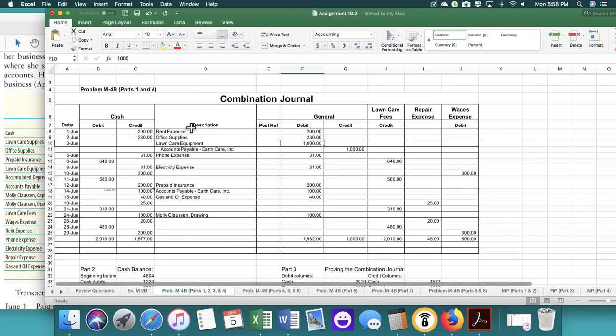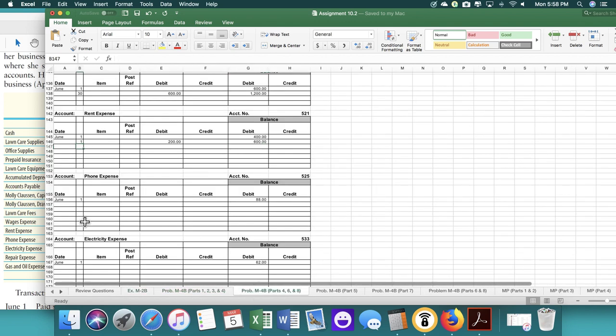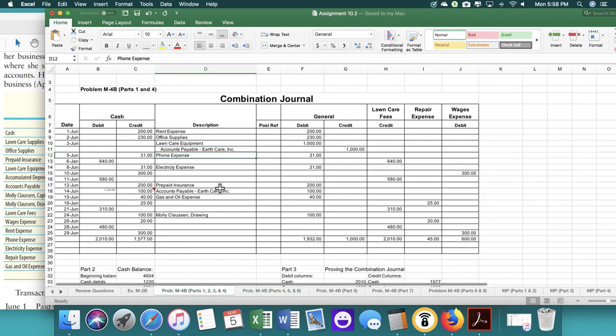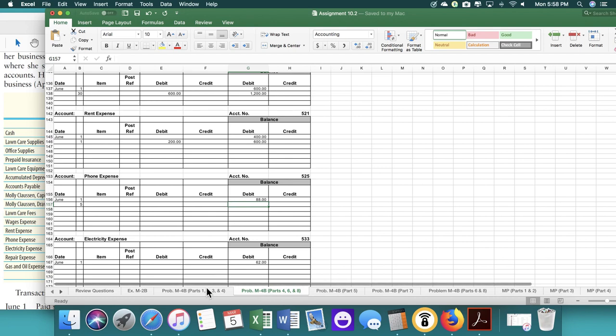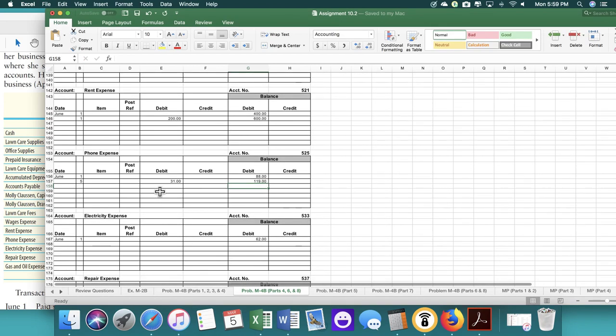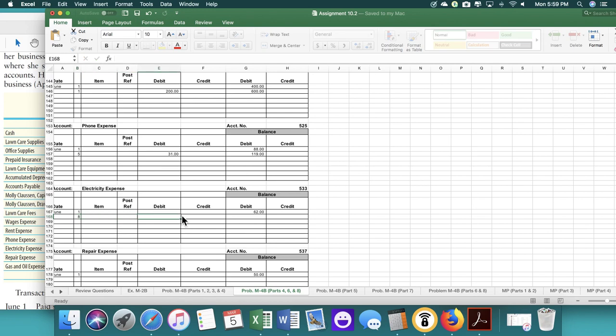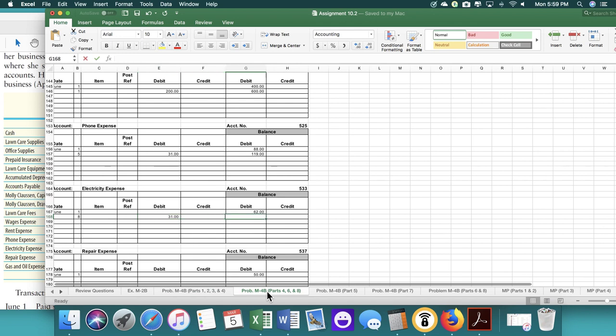Phone expense on the 5th. Oops, wrong direction. So phone expense on the 5th was $31. So, let's see, 88 plus 31, 119. And let's see, next, electricity expense on the 8th. That was $31 as well. So that's 93.